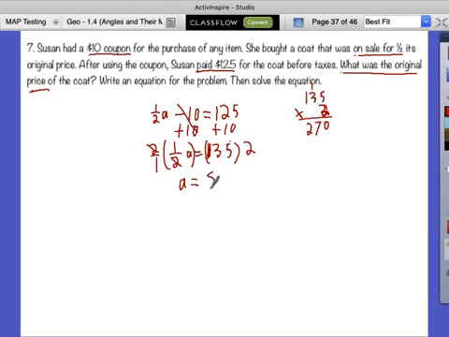So what was the original price of this coat? And Susan got it for 125, huh? Is that a pretty good sale? Yeah, that's a pretty good price compared to the start of it. Any questions on this one? All right.